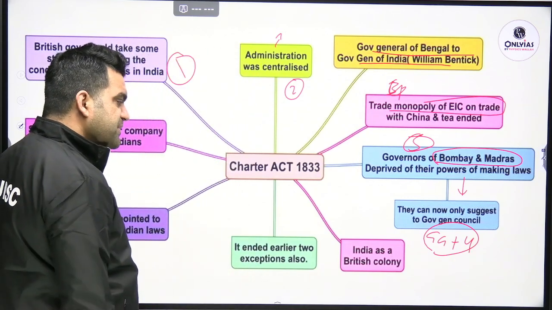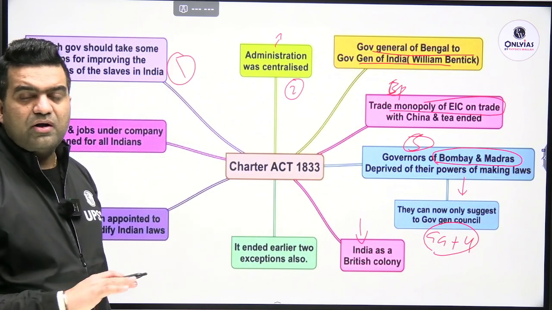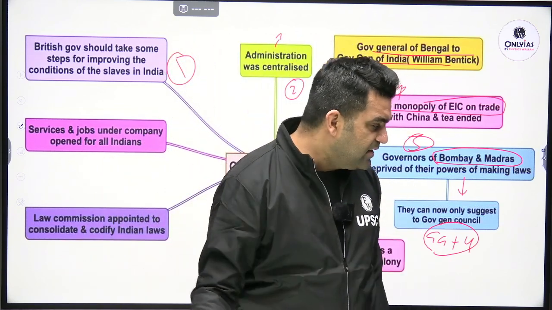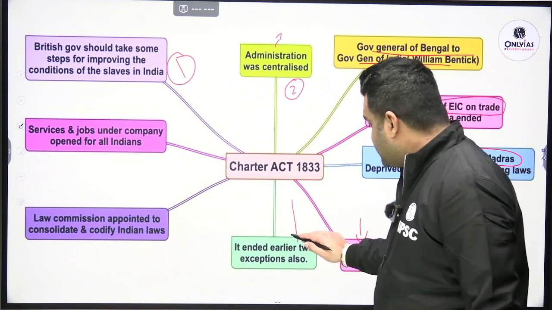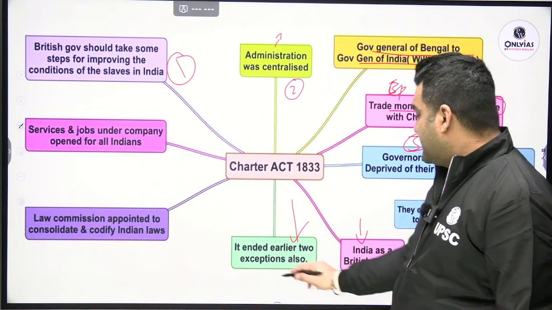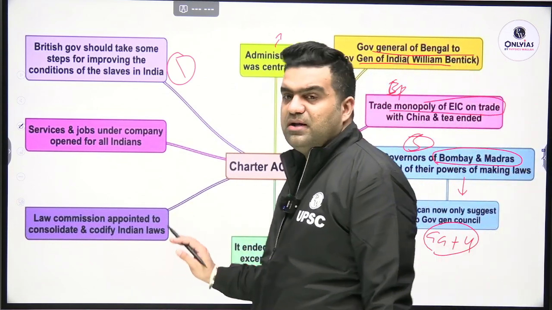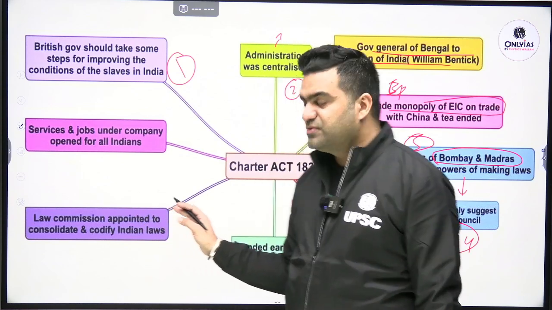Now, India as a British colony. India was declared as a British colony. Why? Because the complete control of the East India Company was completely done away with, right? It ended the earlier two exceptions also, right? What were the exceptions? Bengal, and Bombay and Madras, those two exceptions were also deleted.